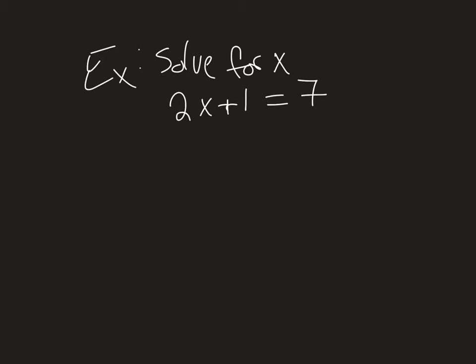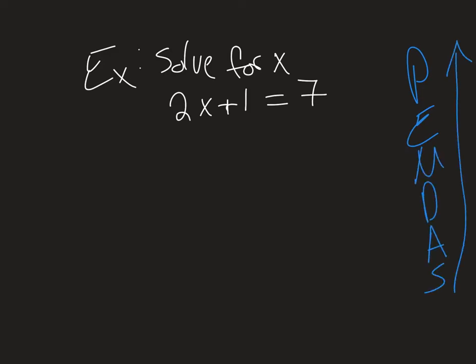So, for starters, let's take a look at this example. We have 2x plus 1 equals 7. Now, we've talked about order of operations. We know how to do those things if we're simplifying an expression. But how do we solve for x? That's where you follow order of operations kind of backwards, because basically you're undoing things. You want to find what x is.